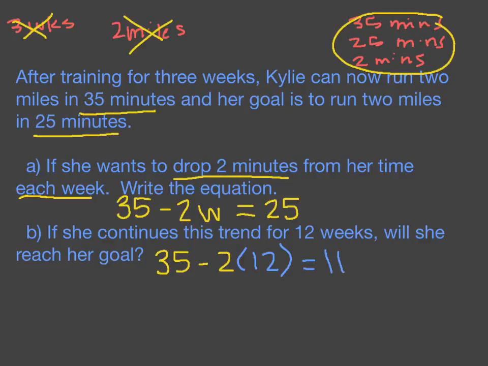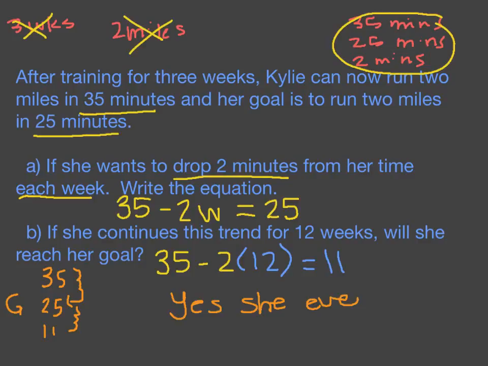So off to the side, I've been noticing that a lot of you guys need to do this because it'll probably help you. You're going to write how much she starts at, which is 35. Then she wants to go ahead and be at 25. That's her goal. And she ends up at 11. So she's starting, she's going, she hits her goal, and then she keeps going. So did she hit her goal? Yes. She even went past.